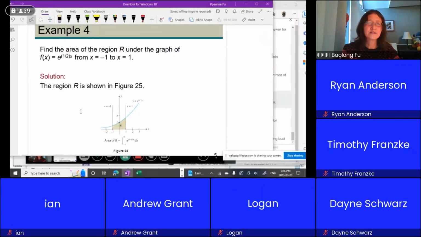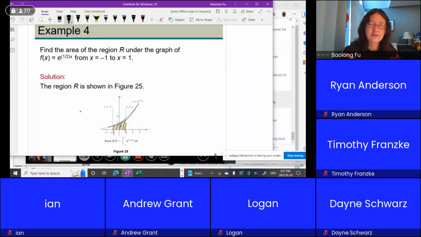Find the area bounded by f(x), from -1 to +1. So find the area from -1 to 1 of e^(1/2 x) dx.